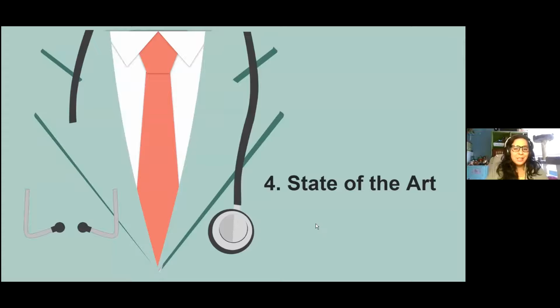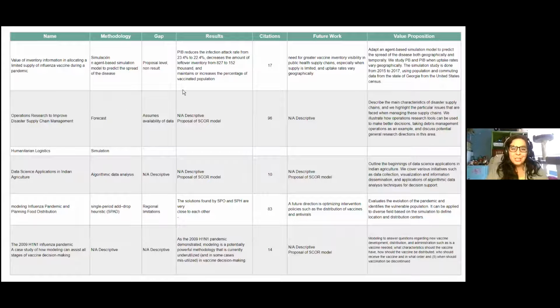The state of the art. These are some of the papers I looked at, but the ones that I found most useful are about how data science applications are used for Indian agriculture, to reduce food waste. Also how the influenza pandemic was used to design a better supply chain to distribute food to vulnerable populations. And then after that, they started looking at how to distribute vaccines.